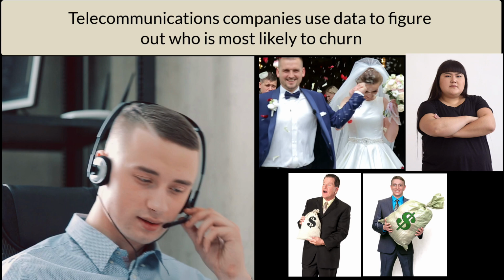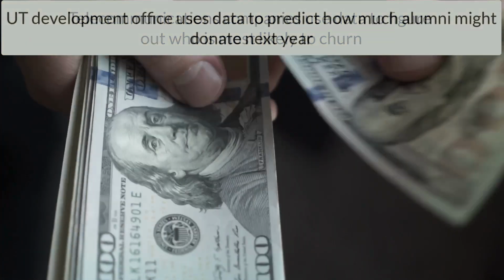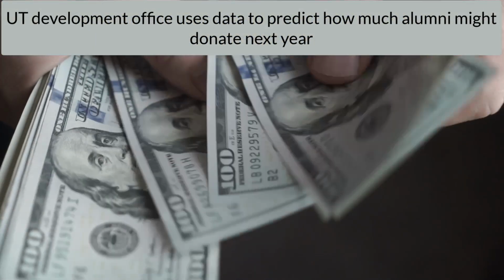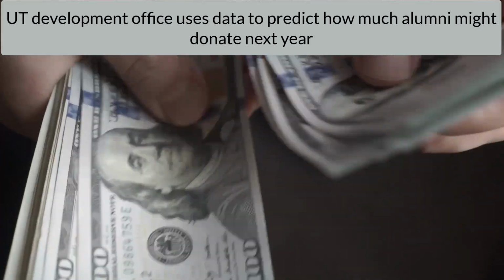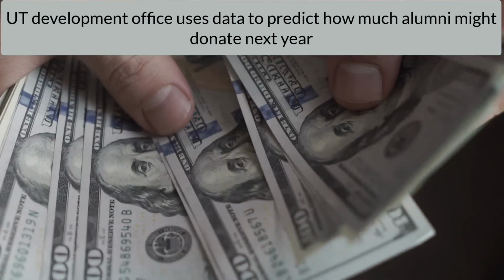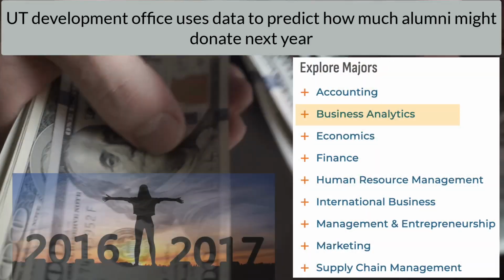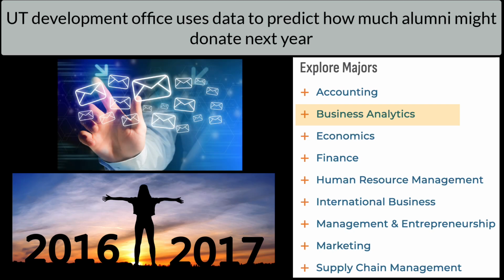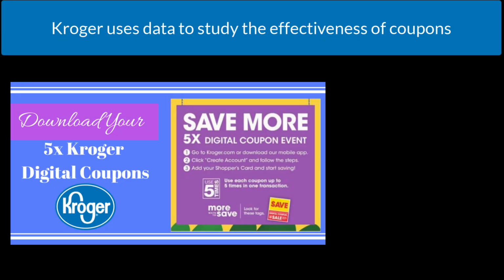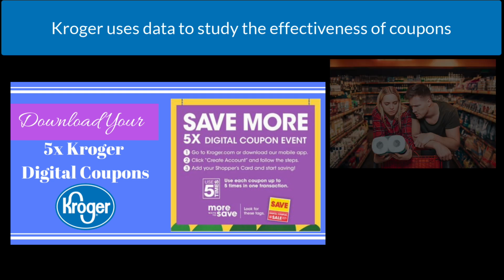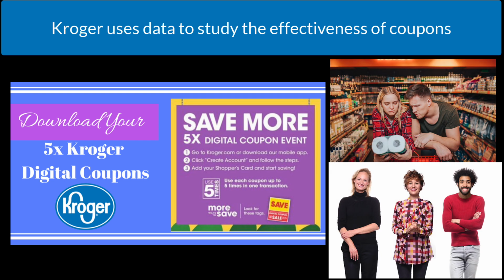and $150,000? If we're working for the development office at a university, we might want to predict the amount of money alumni will donate next year based on their major, their graduation year, and how they've been interacting with emails. If you're working for Kroger, you might want to study the effectiveness of different coupon campaigns and how that might vary based on product and customer demographics.